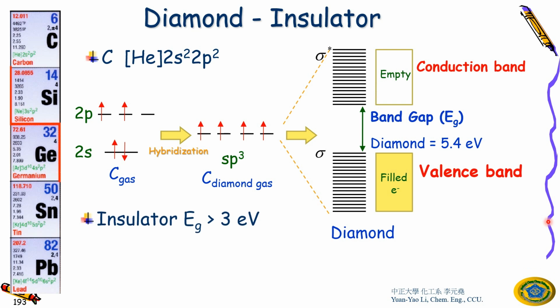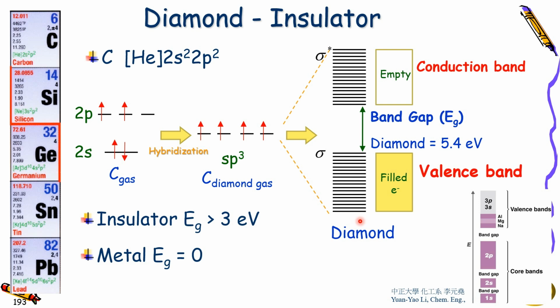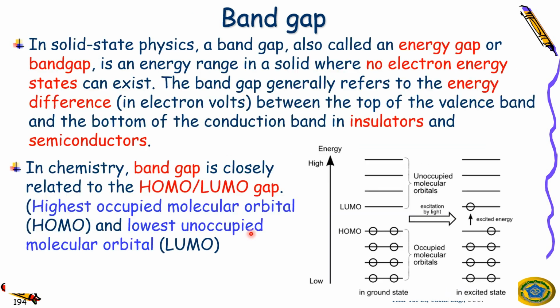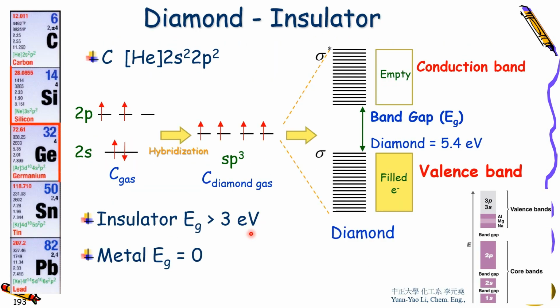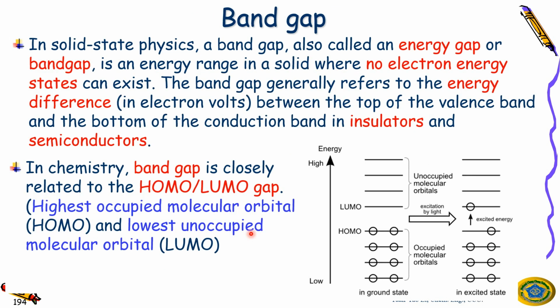Normally the definition of an insulator is that the band gap is larger than 3 electron volts. The band gap of a metal is 0, so it's a conductor. So between 0 and 3 electron volts is what we call what? Semiconductor. Okay, this is the definition of band gap. Please read this by yourself.